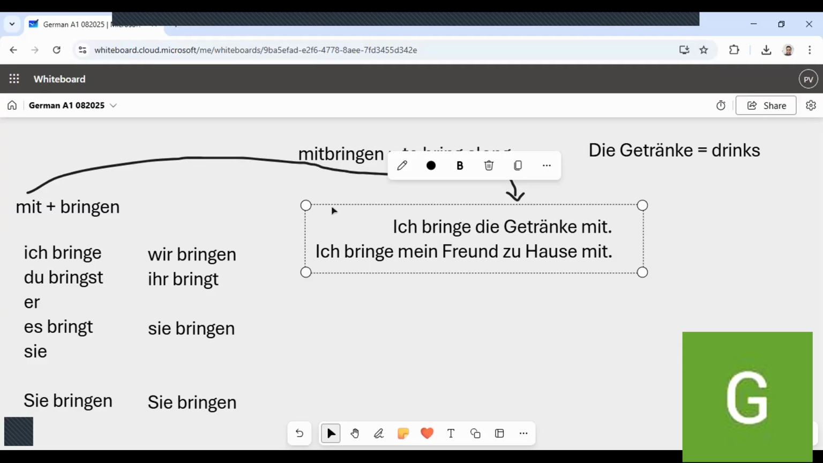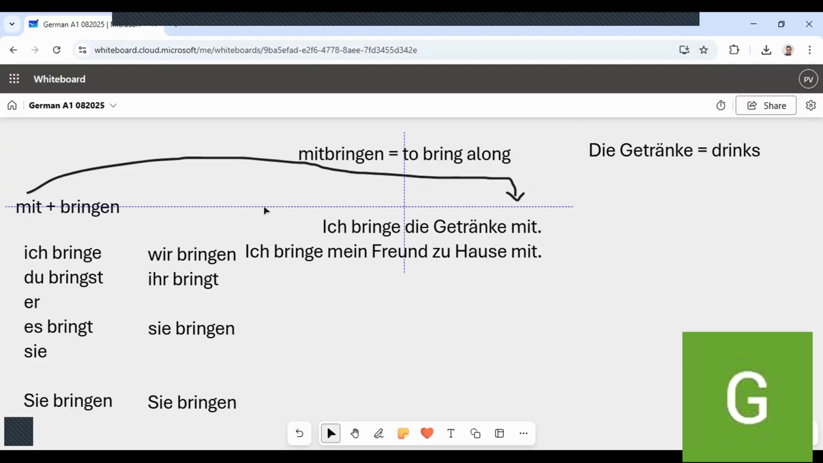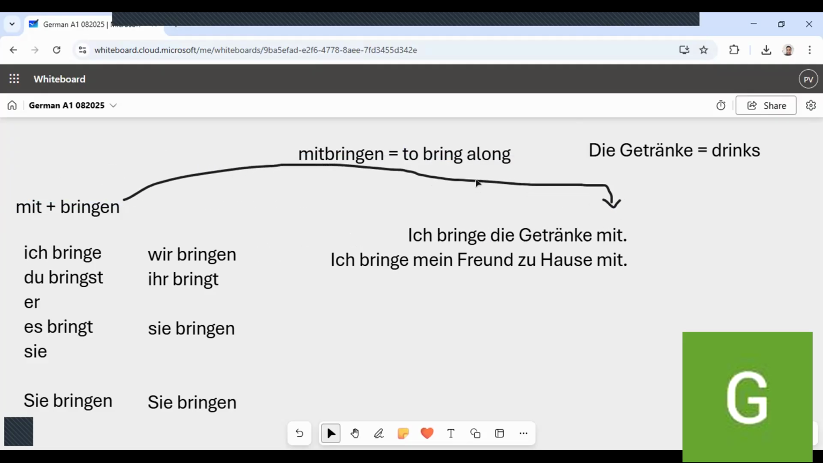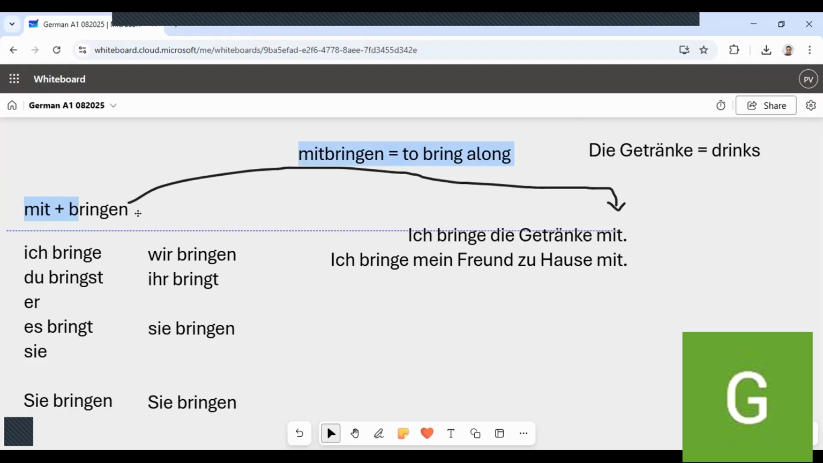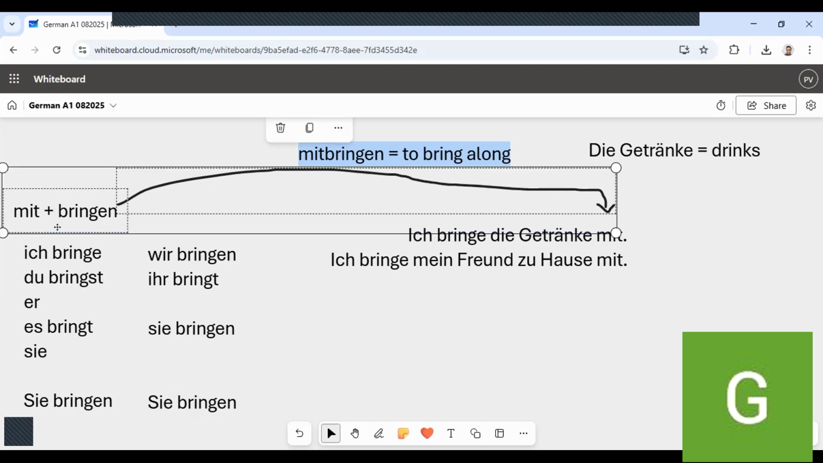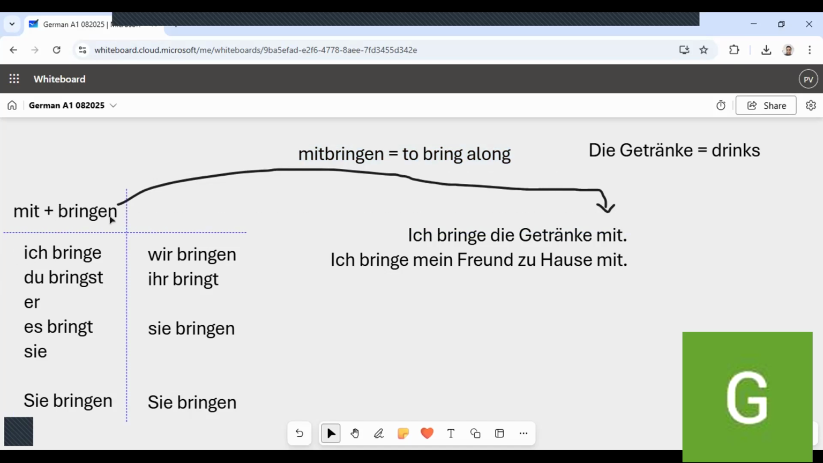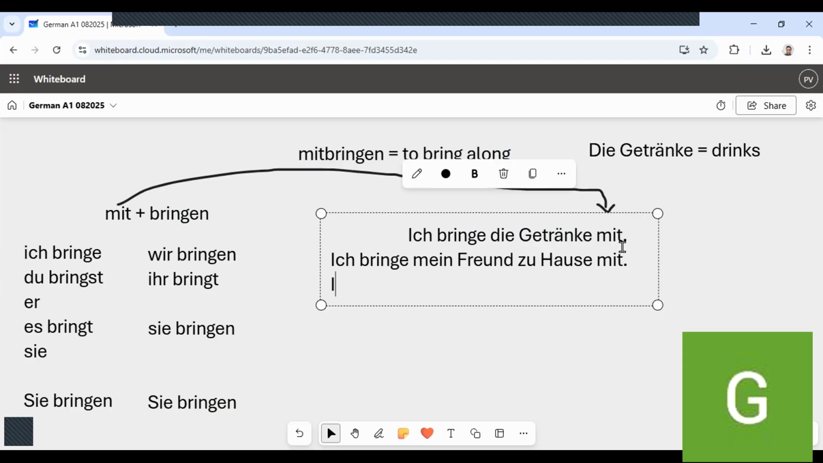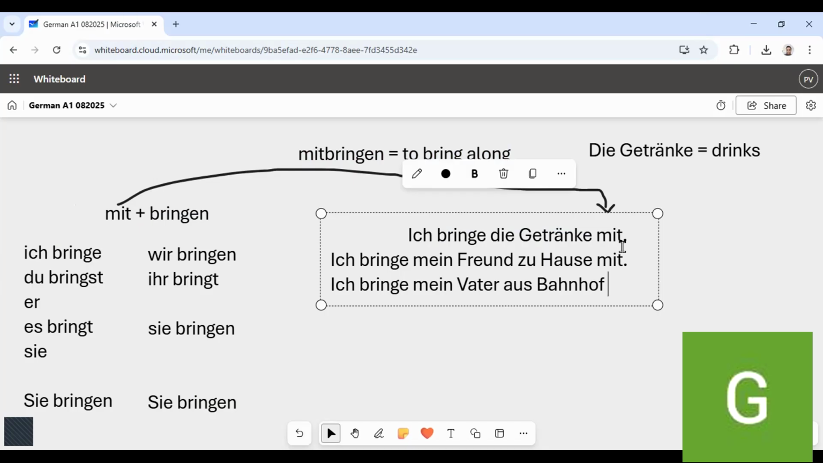Suppose you have picked up your father from the railway station. How will you frame a sentence? If you want to say, I am bringing my father from the railway station to the house, then what will come here? Mit.